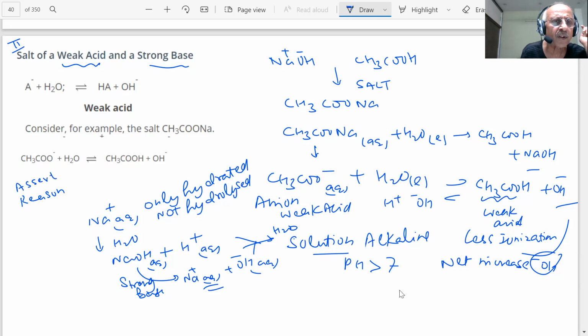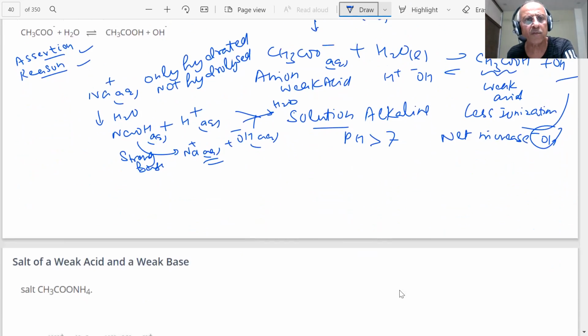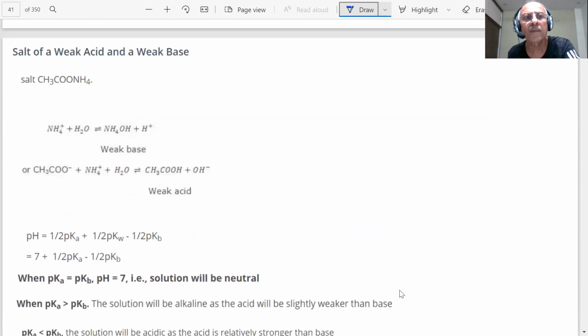Such questions are given in reasoning and assertion. Got the point? This is how assertion and reason questions are formed. Similar types of statements they will take and put up as questions to the students. Hydrolysis is an important point, and there will be questions on hydrolysis in the exam.